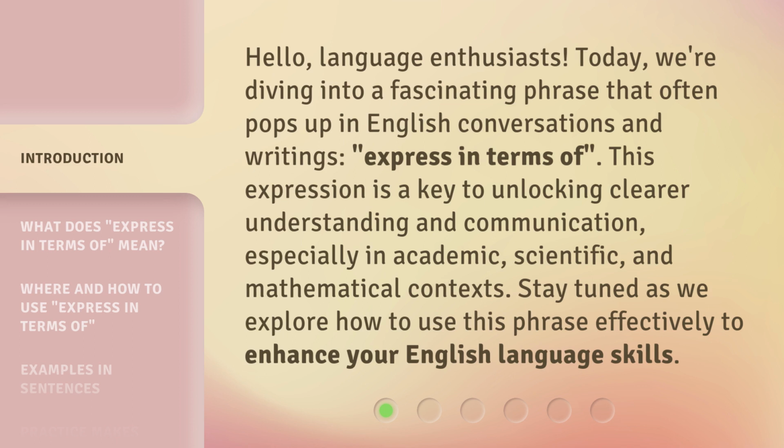Today, we're diving into a fascinating phrase that often pops up in English conversations and writings. Express in terms of. This expression is a key to unlocking clear understanding and communication, especially in academic, scientific, and mathematical contexts. Stay tuned as we explore how to use this phrase effectively to enhance your English language skills.